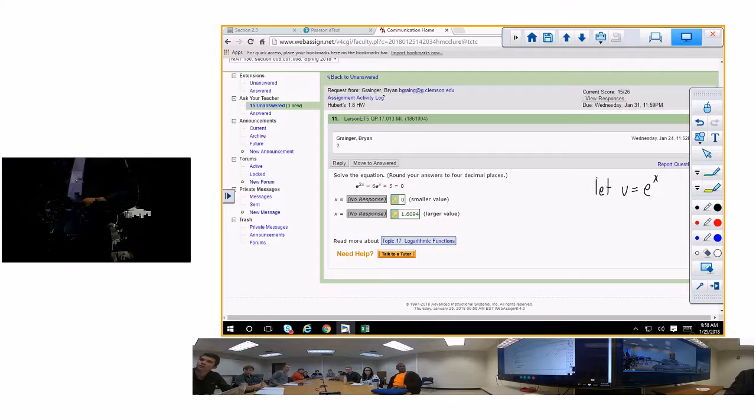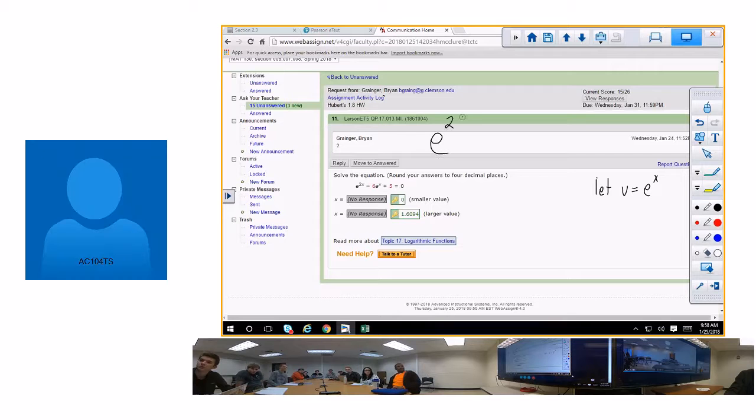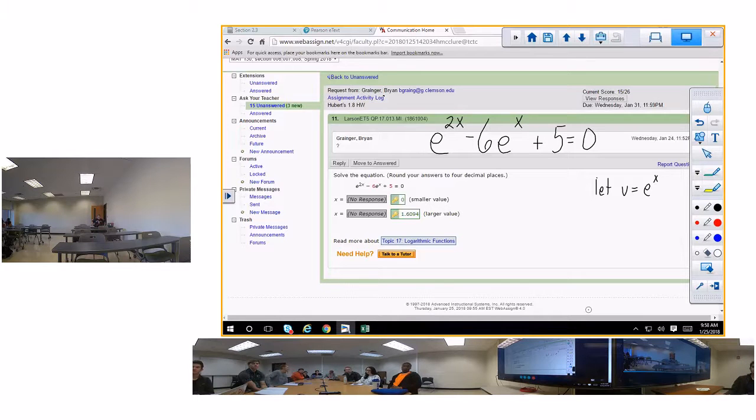Or if you just write it out, that's fine. e to the 2x minus 6e to the x plus 5 is equal to 0. And I'm going to let u, or whatever letter you want to use, equal e to the x and put that u back into it. See what you get.